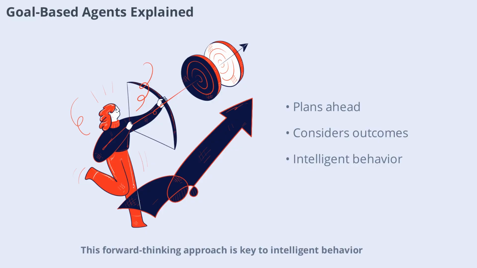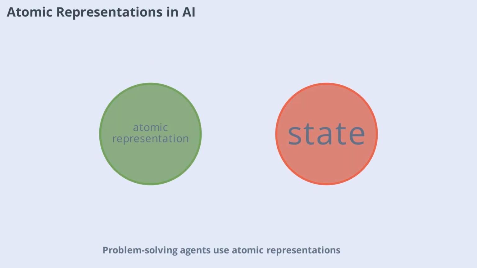This forward-thinking approach is key to intelligent behavior. Problem-solving agents use atomic representations, treating each state of the world as a whole with no visible internal structure. This simplifies the problem, allowing the agent to focus on transitions between states rather than the details within each state. Atomic representations are especially useful in environments where the complexity of internal details would otherwise overwhelm the search process.